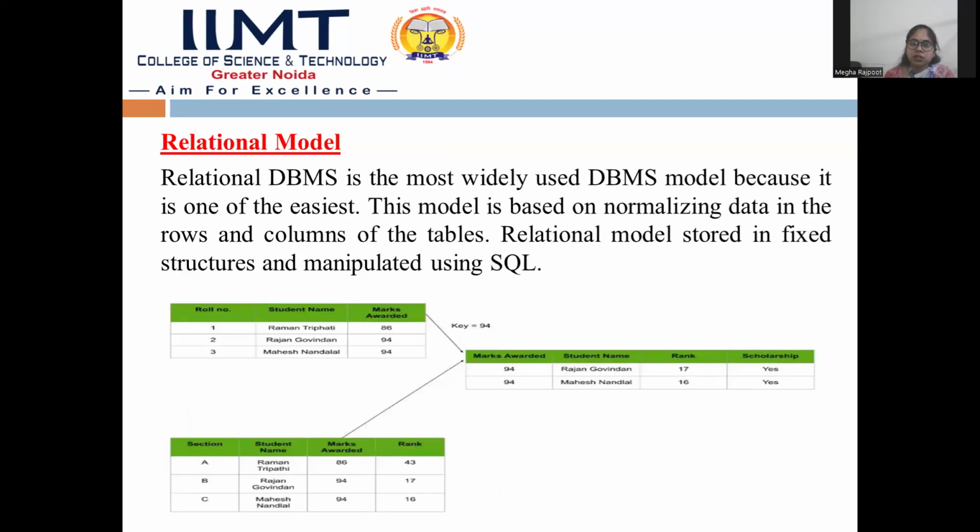Next one is the relational model. In a relational database model, it is mostly used in various forms. We can say it is one of the easiest models. This model is based on normalizing data in the rows and columns of the tables. The relational model stores data in a fixed structure and is manipulated using SQL.